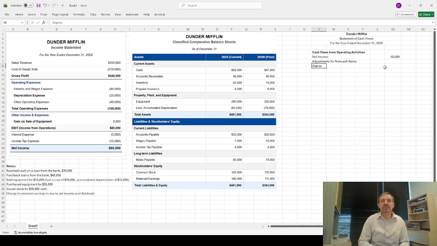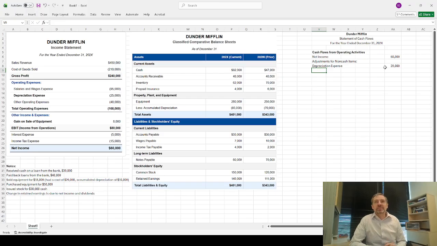Depreciation expense is never a cash expense. So we are going to adjust our net income for the depreciation expense. We will add back the $25,000. As we stated in a previous video, this is as if we crossed out the depreciation expense line on the income statement and said, what would the net income be if depreciation wasn't on here?